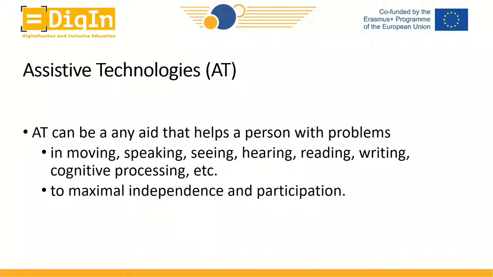Perfect. You have told us what assistive technology is, what the types are, and here in this slide you can see that assistive technology is basically any aid that helps people who have specific problems in a specific area. And now I would like to know, how are assistive technologies usually categorized?